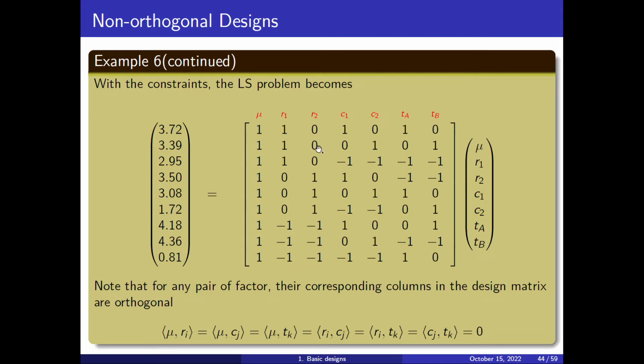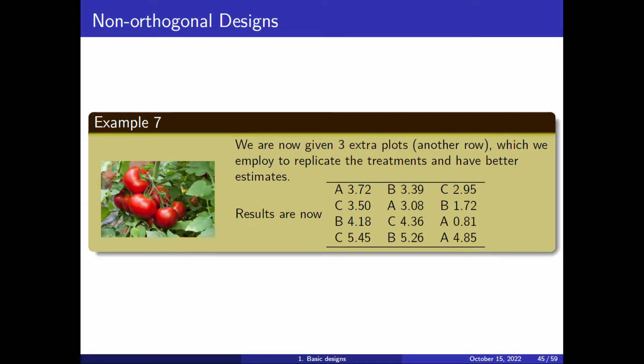So R1 times R2 is not 0, but this is not considered. So it is different factors, so mu with R, mu with C, R with C, C with T, all these are 0. So the fact that they are 0 is said that this matrix is orthogonal, the design is orthogonal, or it is balanced.